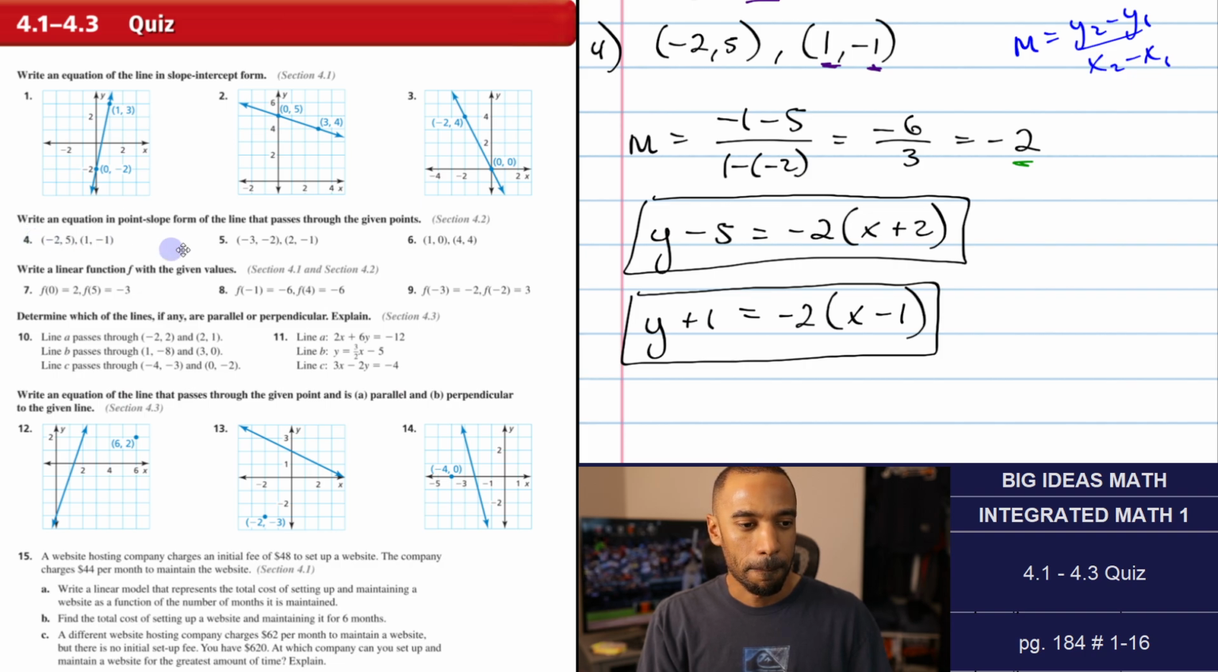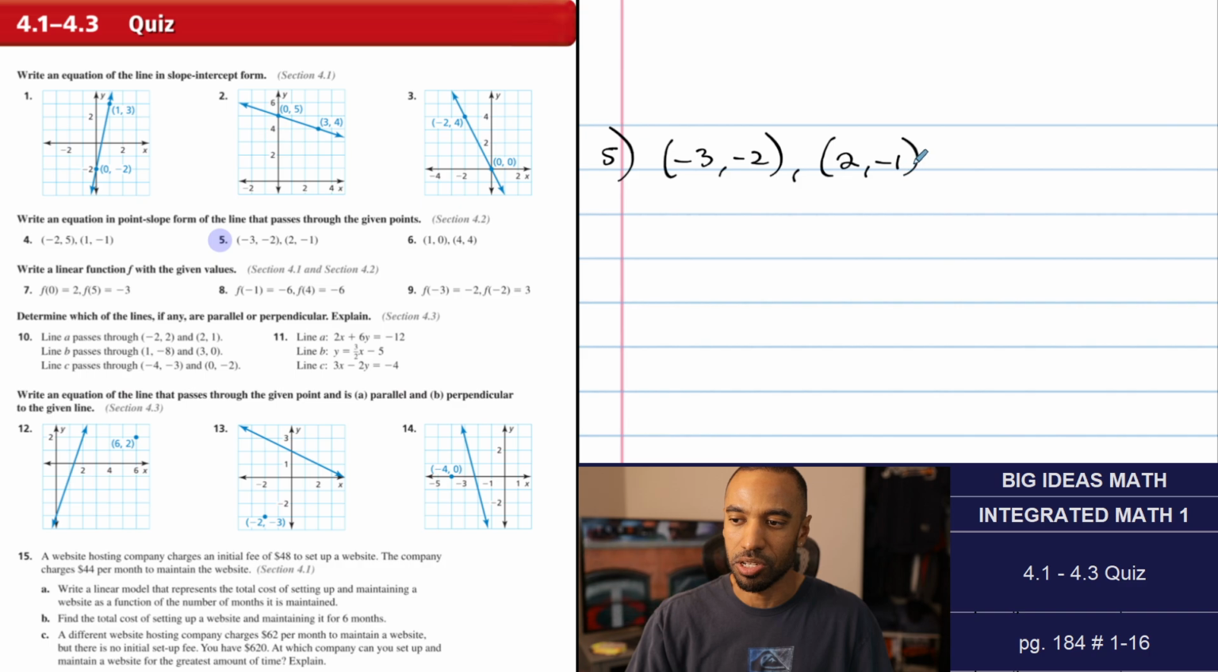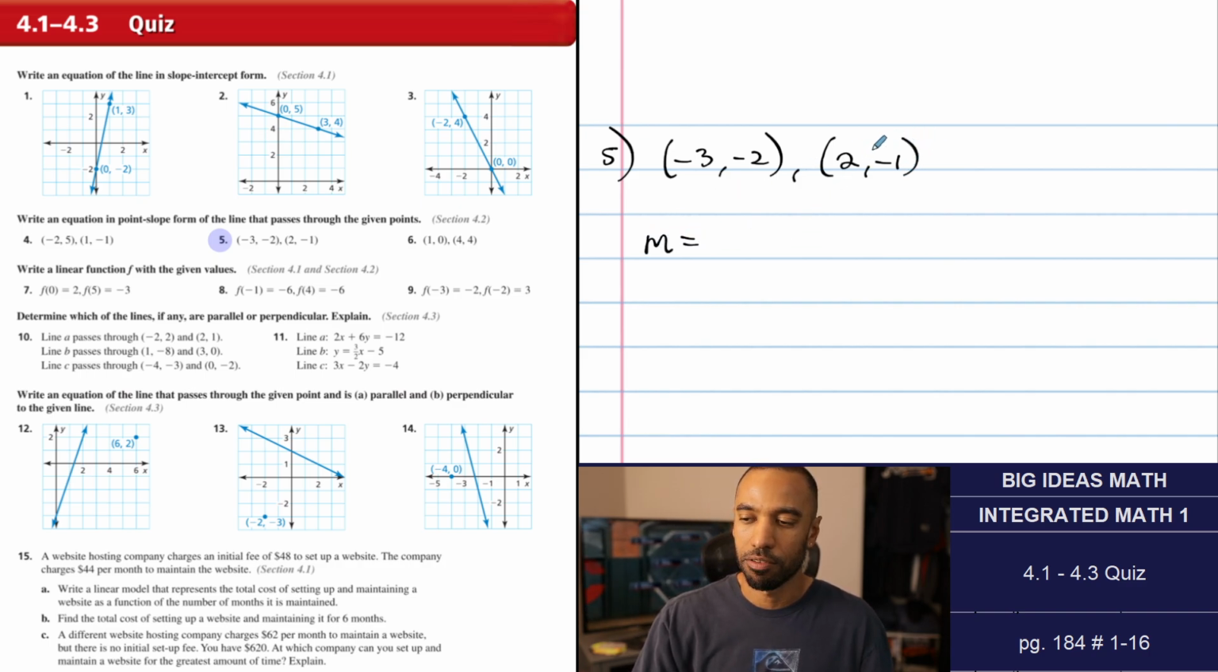Problem number 5, same set, same idea. Let's just move on to the next page here. So problem number 5, let's find the slope. The rise over run or the fall over run from one point to the next. A lot of negatives involved. So if you try to do slope mentally, just be careful. I'm going to not for this one here.